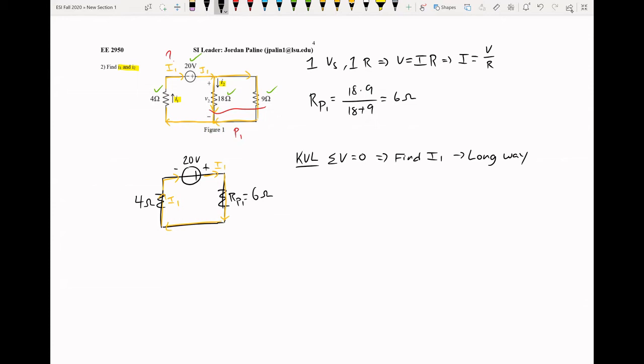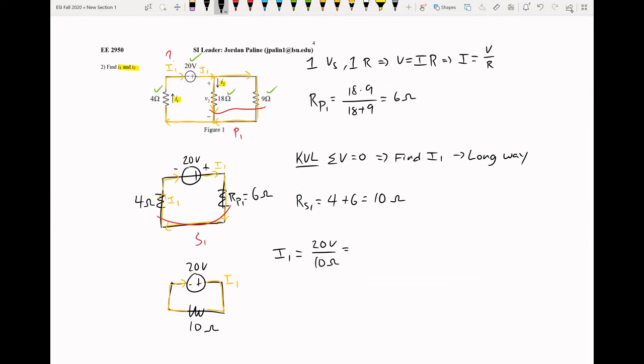For this one, we'll just go ahead and say that if we were to add these two in series, so series 1, our series 1 will be 4 plus 6, which will give us 10 ohms. Okay, so 10 ohms, 20 volts. We know I1 circulates throughout here, so we can just say I1 is equal to 20 volts over 10 ohms, which will give us 2 amps. Okay, so that will be our I1 value.